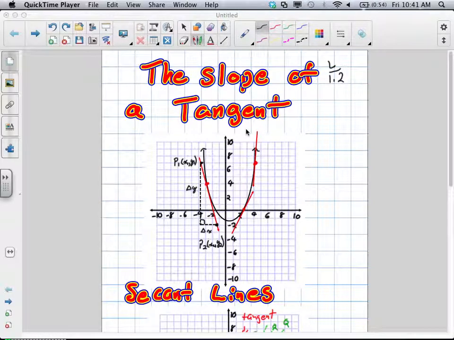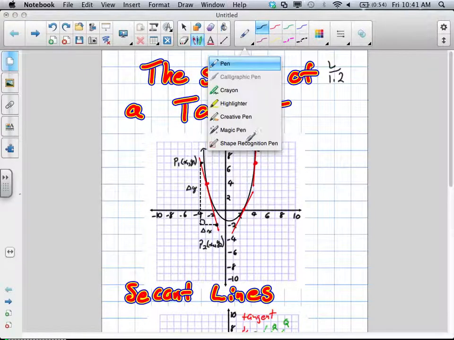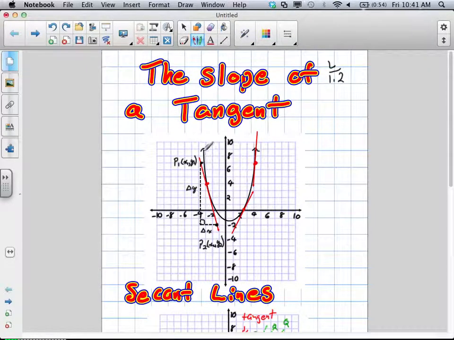So this is the second lesson of chapter 1. We're going over the slope of a tangent. We're just going to go over some definitions so you know what these things are. Right here we have a quadratic function or some type of parabola. And these red lines off of it are lines that are tangent to it.